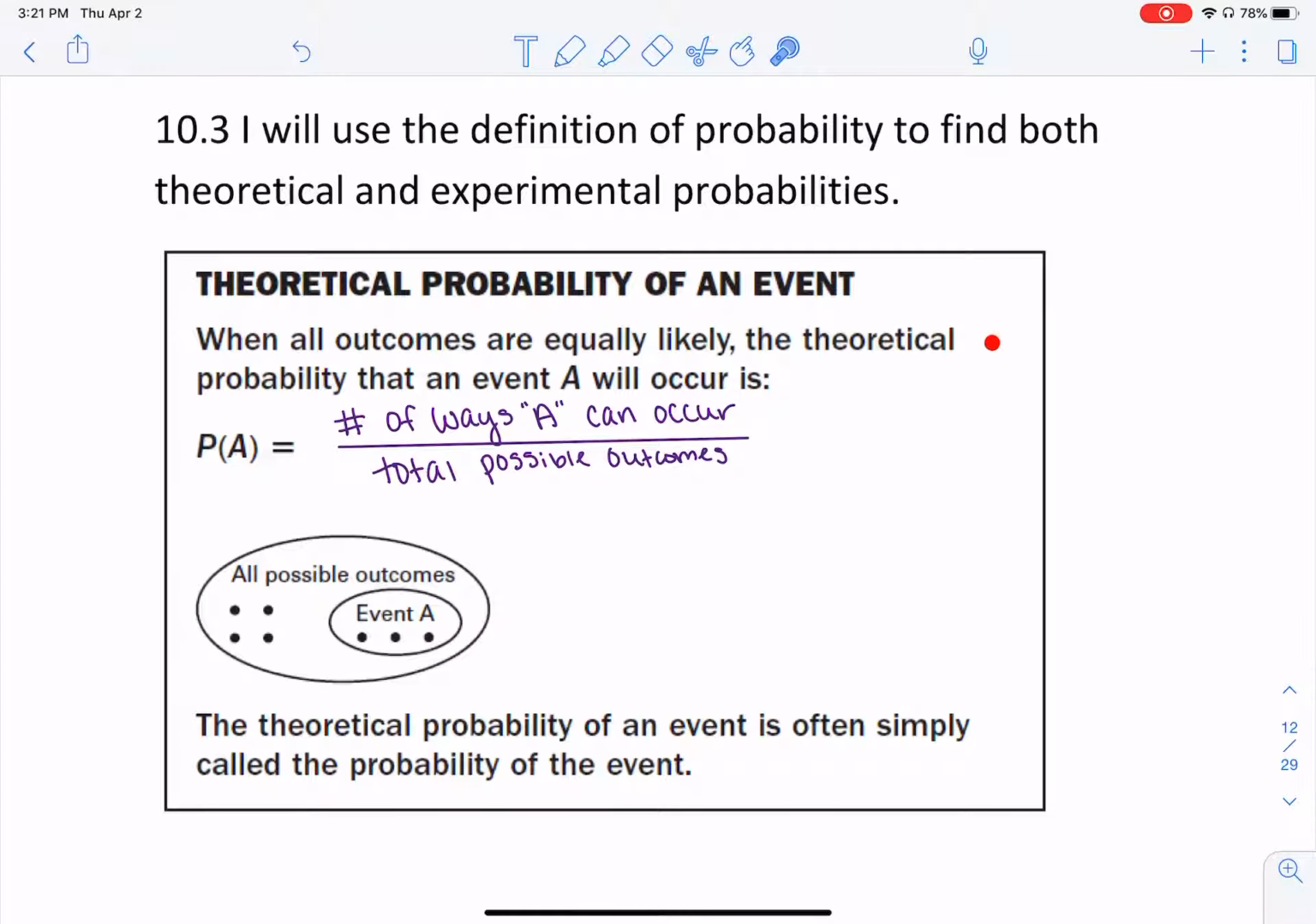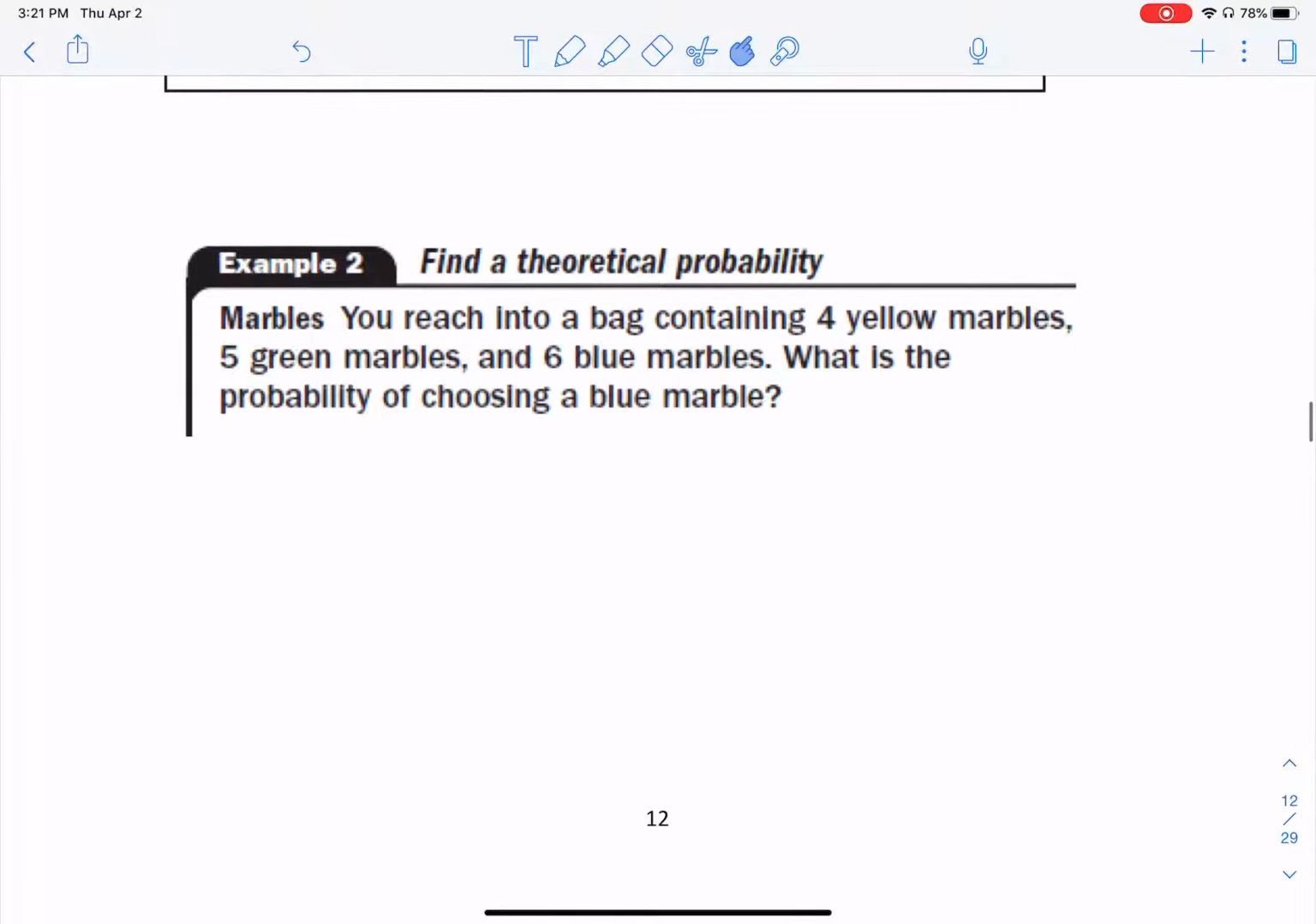So, theoretical probability of an event. When all outcomes are equally likely, the theoretical probability that an event A will occur is the probability of A, equal to the number of ways A can occur over the total possible outcomes. The theoretical probability of an event is often simply called the probability of the event. So, let's just take a look at an example.